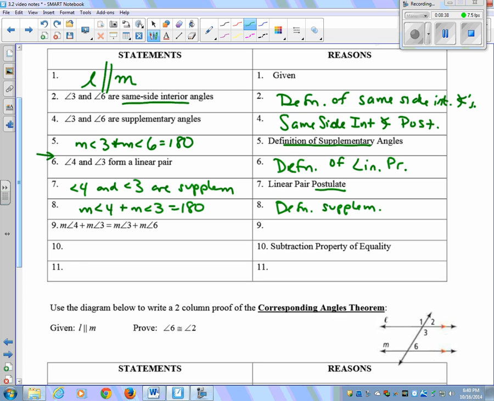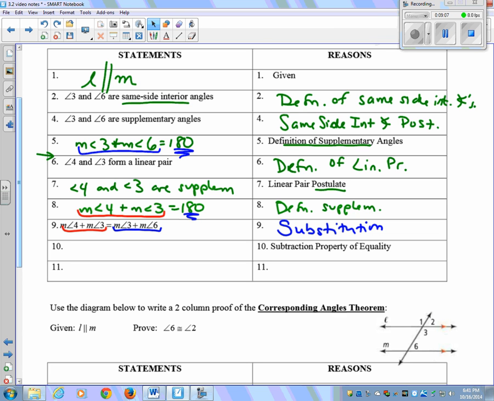Measure of angle 4 plus measure of angle 3 then equals the measure of angle 3 plus the measure of angle 6. Well, let's see. We have 4 plus 3, which we had here. We have 3 plus 6, which we had here. And they're both equal to 180. So now we can set them equal to each other. Hopefully you remember why. Substitution. Two things are equal to the same amount. We can set them equal to each other by substitution.